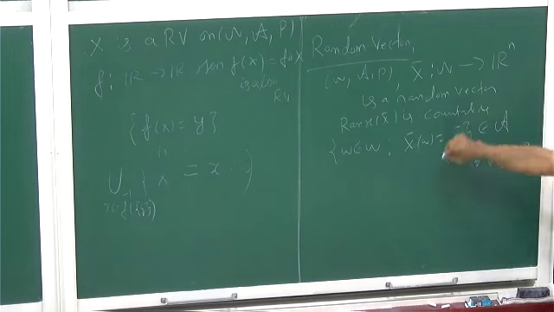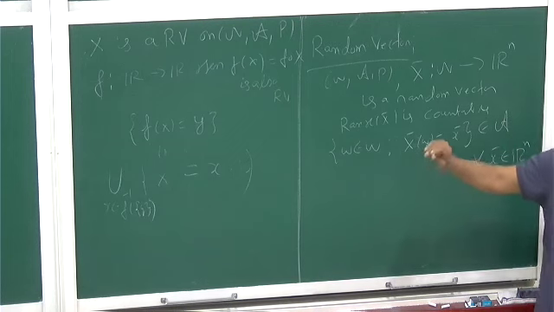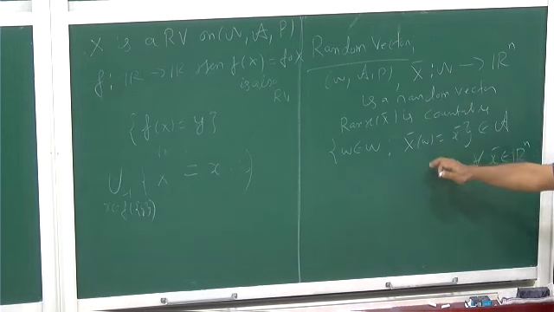Well, it will take only countably many values. You have to verify this for countably many; for other values, it is just the empty set. So you can write it for everything. It's okay. So this is what is called a random vector.